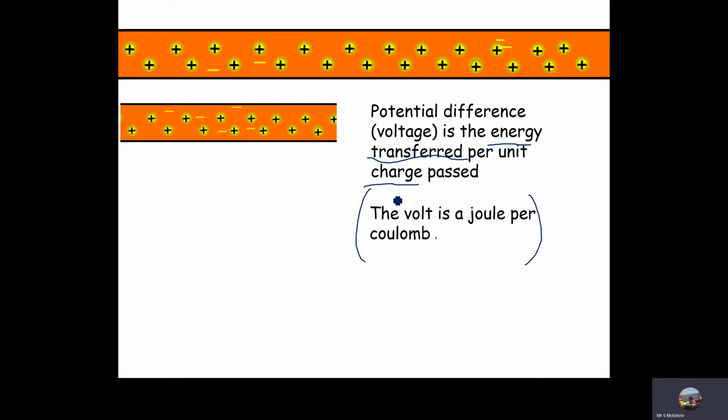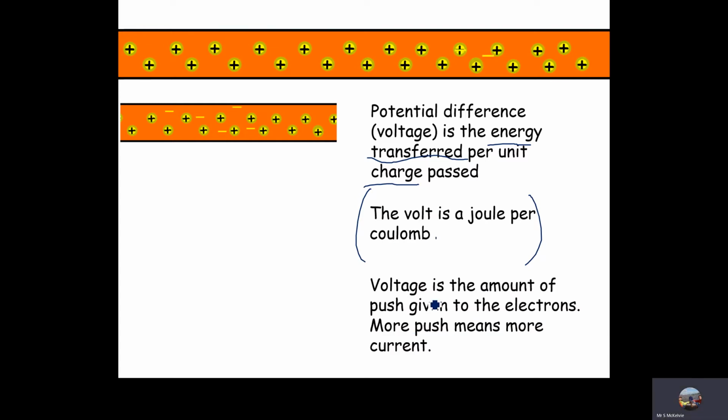That means we can define the volt as a joule per coulomb. This is something you have to memorize. The volt is the amount of energy that's carried by electrons. Voltage is also the amount of push given to the electrons. When we look at a simple circuit, if I increase the voltage, so if I have a high voltage coming from my battery, there'll be more push given to the electrons, which means the rate of flow of current will usually be bigger.